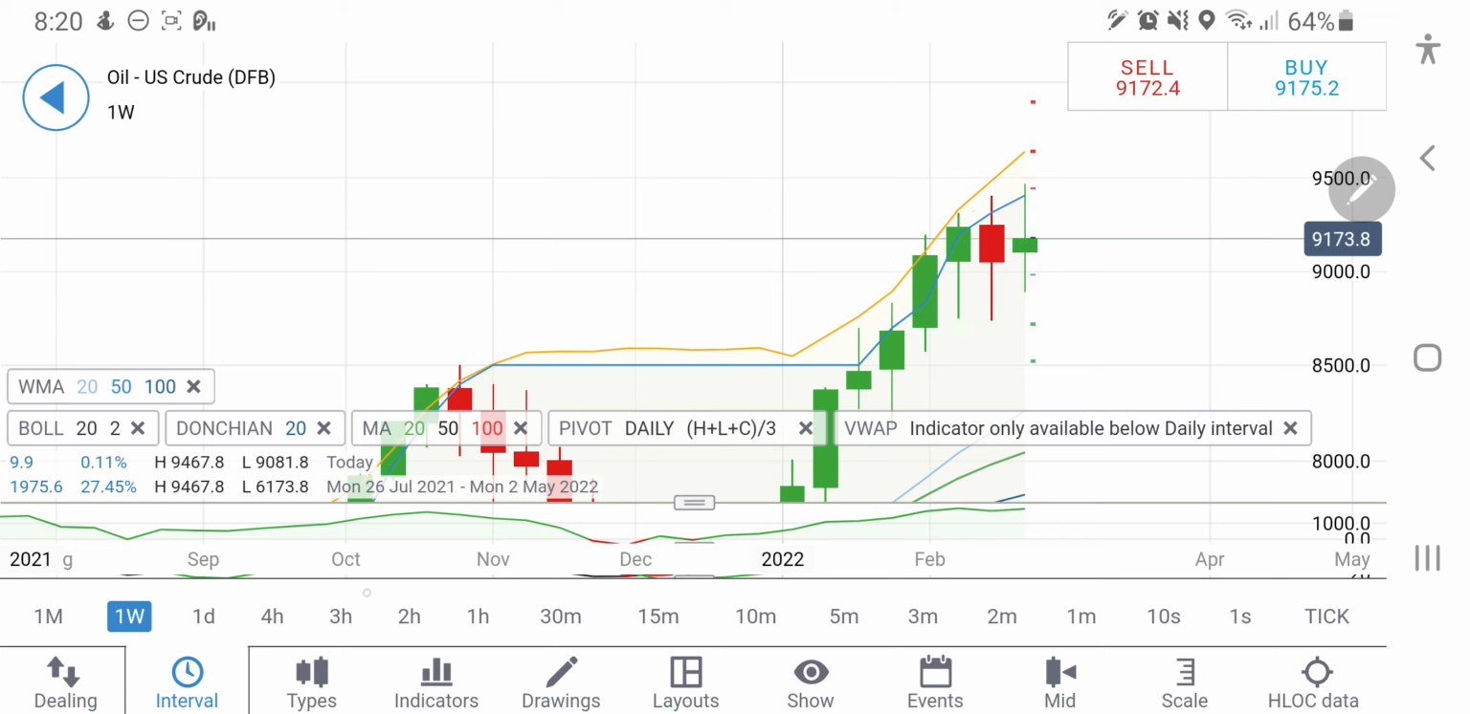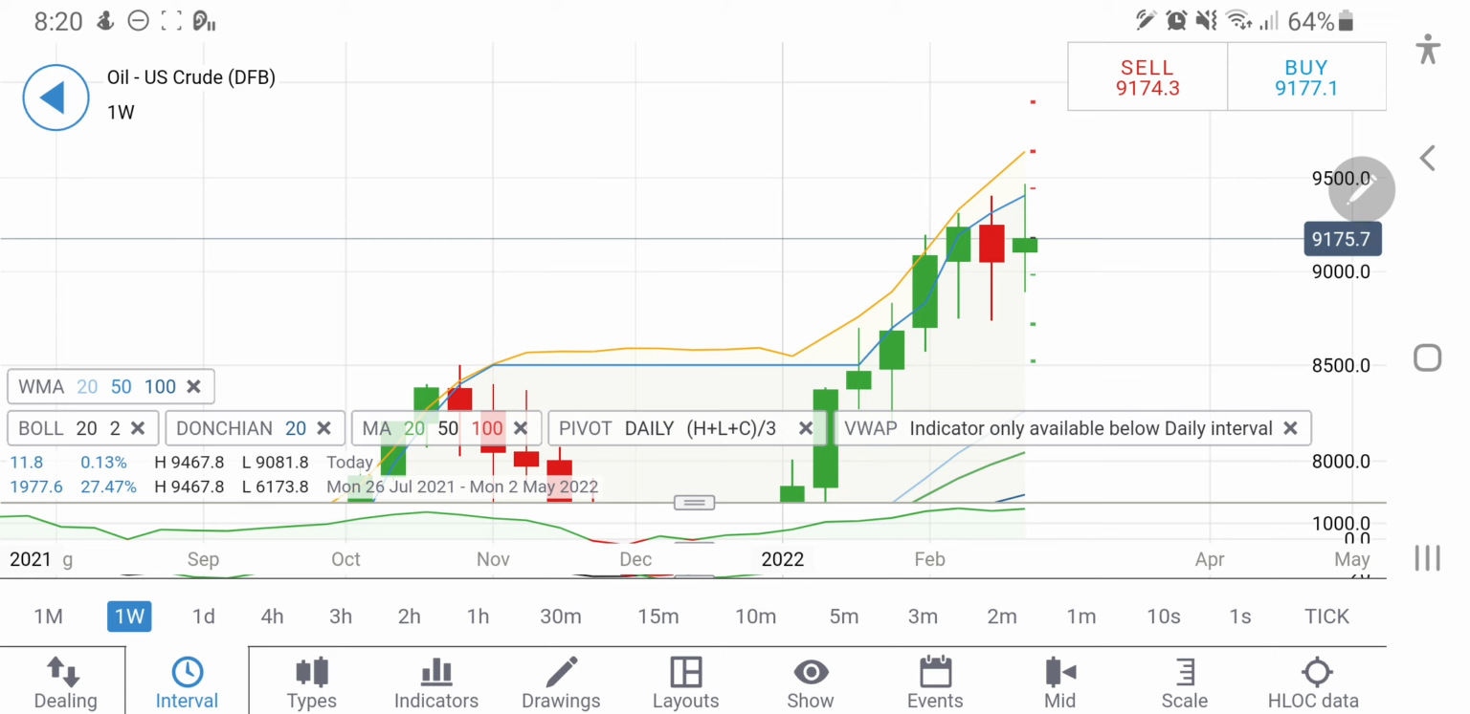So to summarize it all for the day, take a long entry at 9200. The next target is 9250 levels. Beyond 9250 it will try to hit 9320 and 9400. In fact, it can fly till 9500 levels.